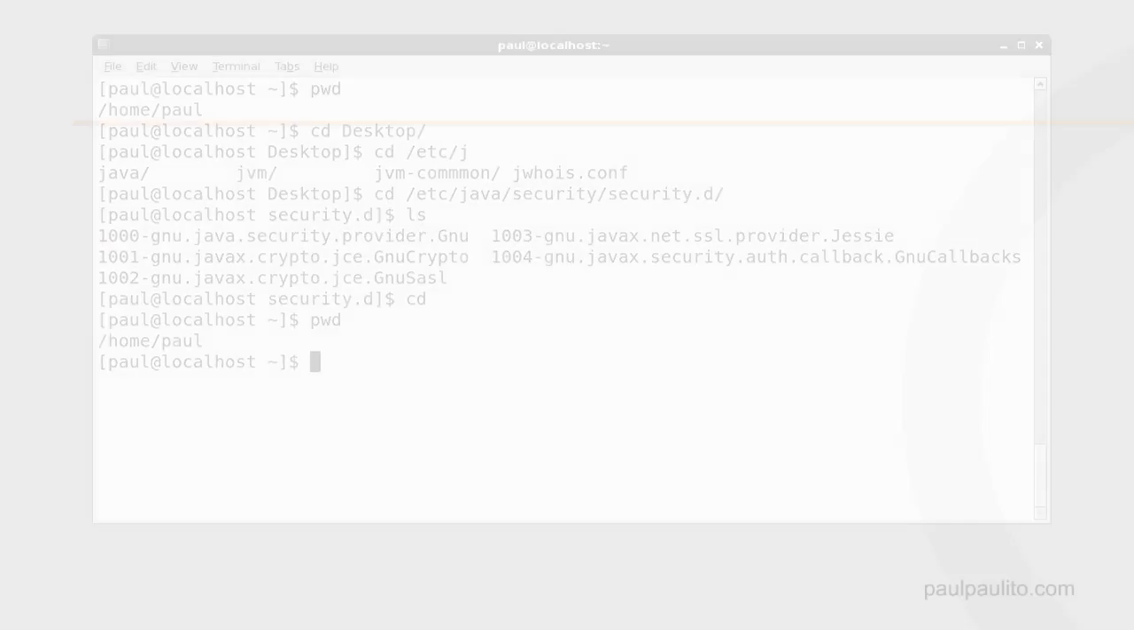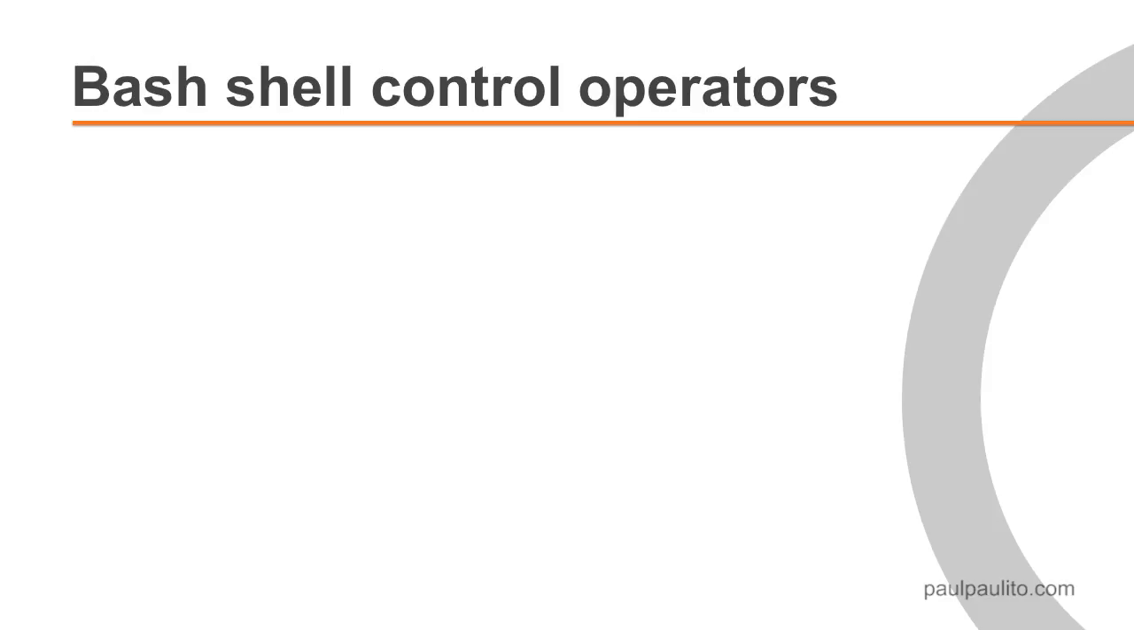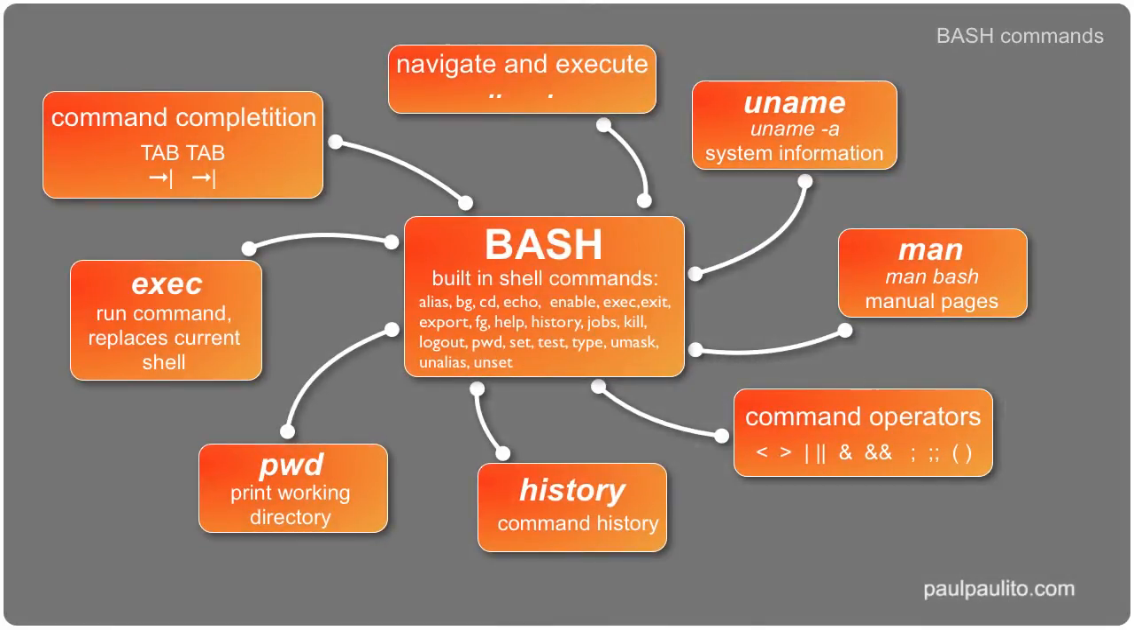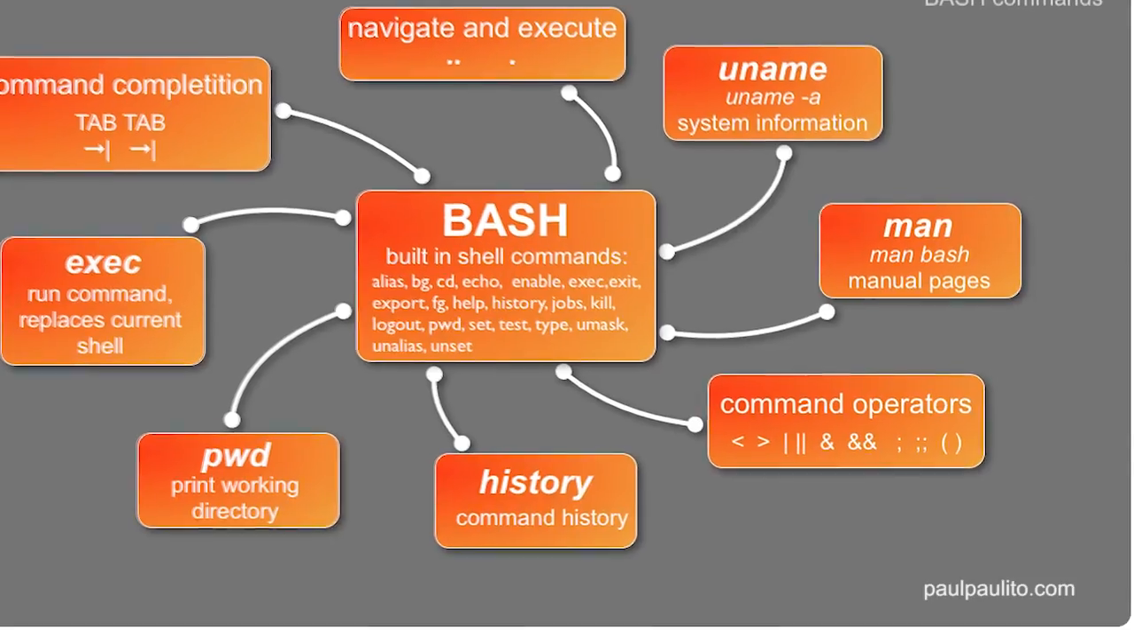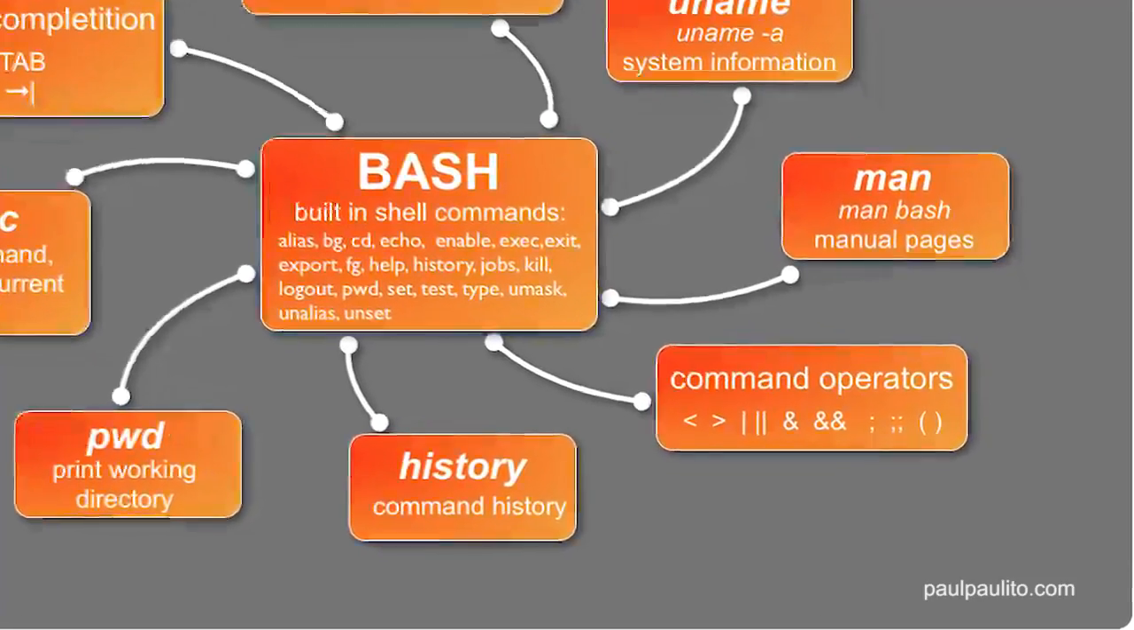Bash shell control operators. Bash has several control operators which help to make the daily job for the system administrator much easier. The most common operators are the less than sign, the greater than sign, 1 bar, 2 bars, the ampersand, 2 ampersands, the semicolon, 2 semicolons, a left parenthesis, and the right parenthesis. Note that if you want to include one of these characters as part of your text, it must either be quoted or escaped using a backslash to avoid that the bash is misinterpreting this character.